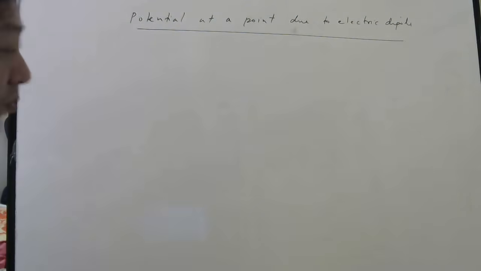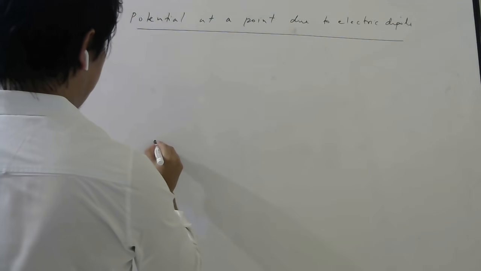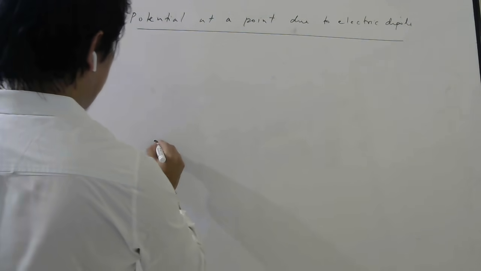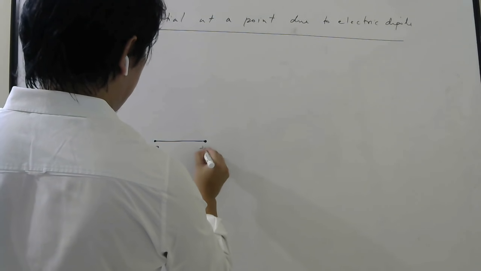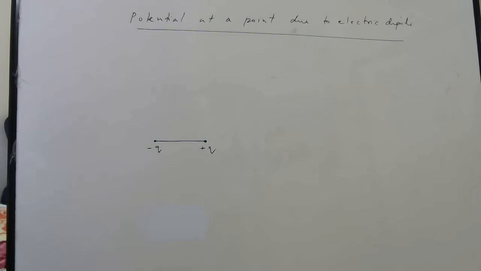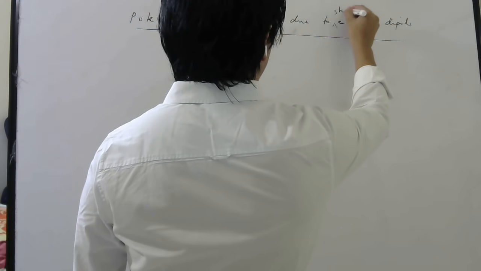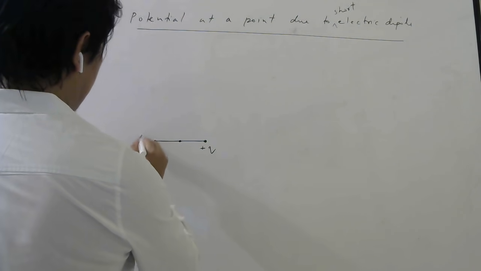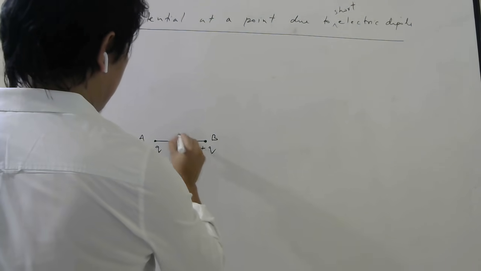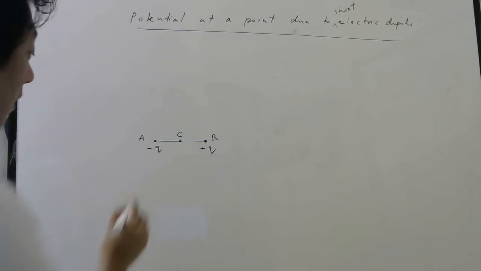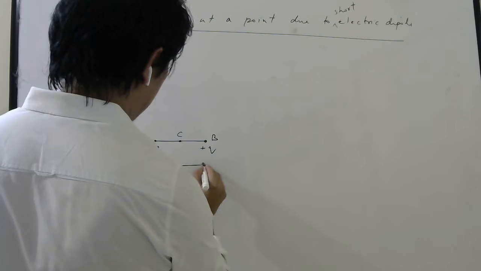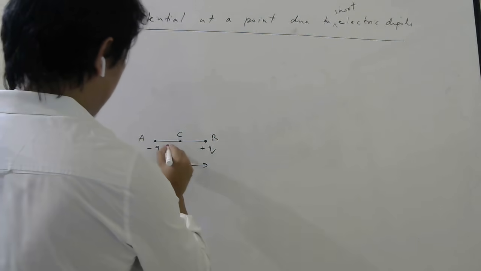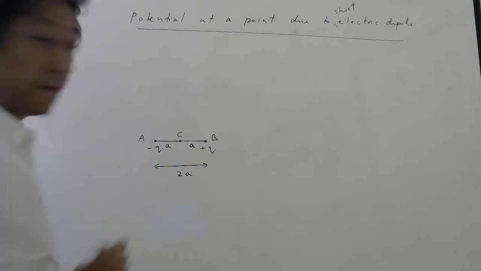Okay. So let's say we have a dipole, minus Q, plus Q, and it's a short dipole. Okay, short dipole. So this is the center. Let us say this is A, this is B, this is C, and this whole distance is, suppose like we did before, 2A, then this will be A, this will be A.